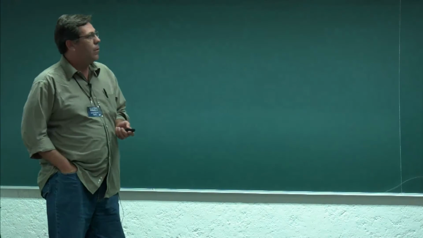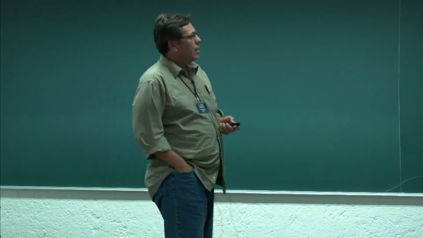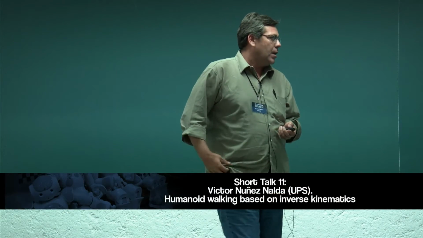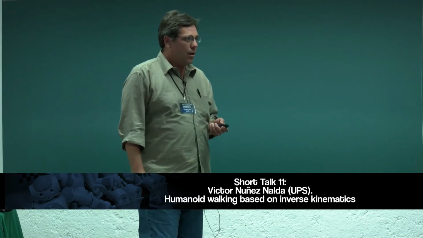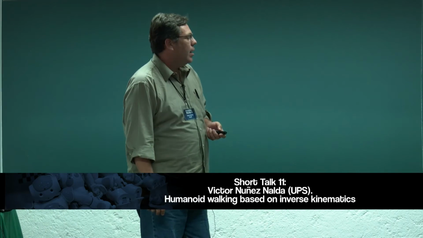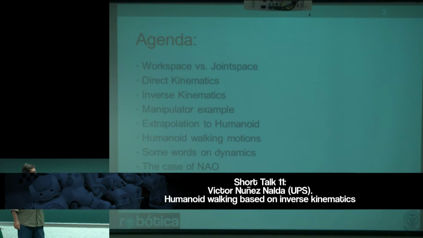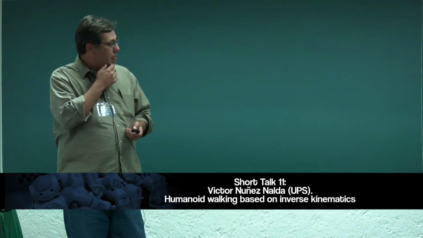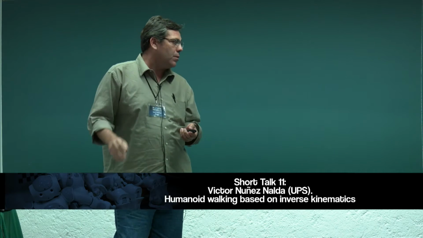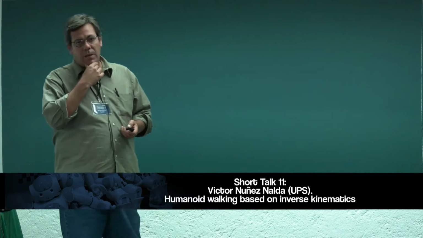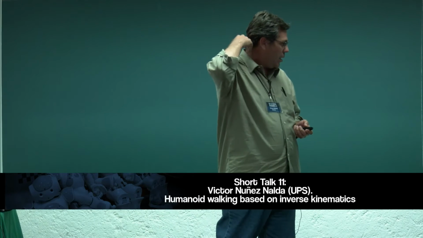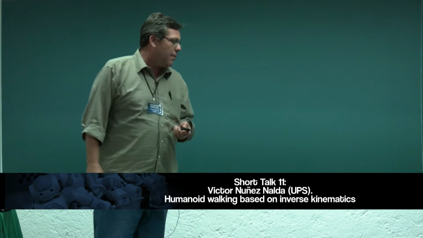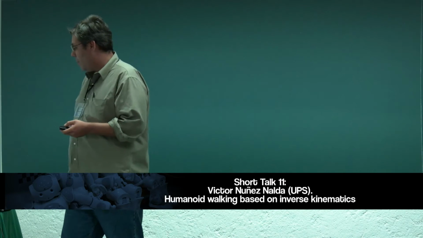First, we will talk about workspace versus joint space, then direct kinematics, inverse kinematics, and the manipulator example, which is a pedagogical example. Then we will extrapolate this to a humanoid. Then we will propose some humanoid walking motions. Then we will say some words on dynamics. We will briefly mention the case of NAO, and some differences with other systems that we will be reviewing today. And finally, we'll try to make a little walking demo.